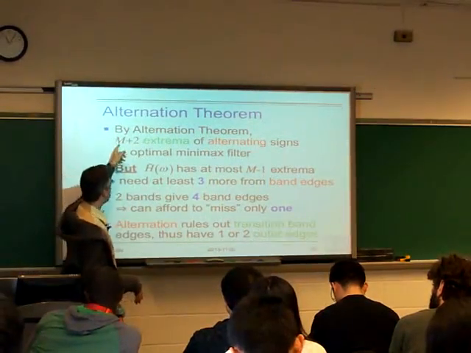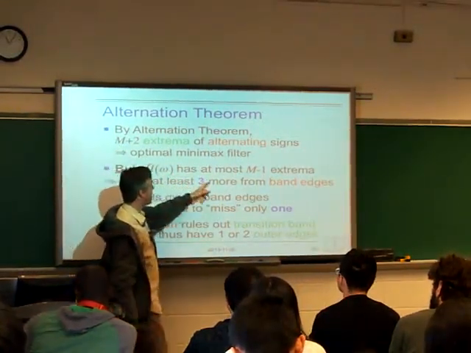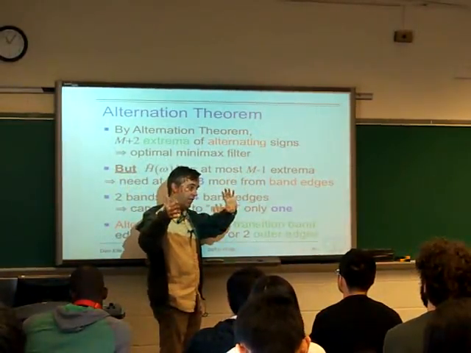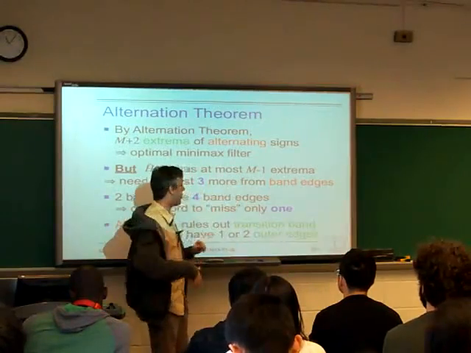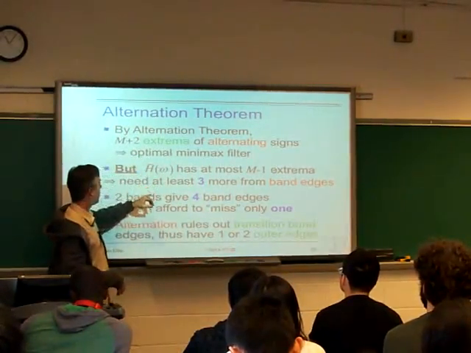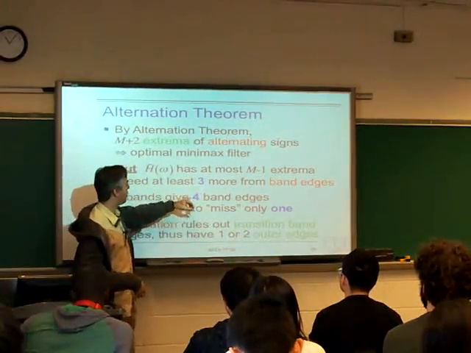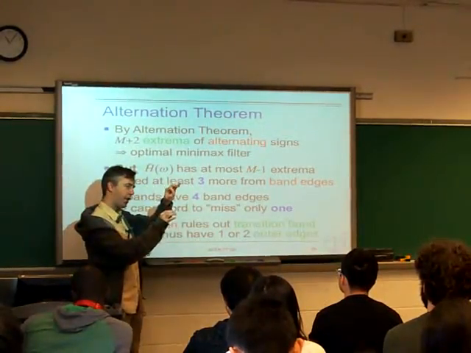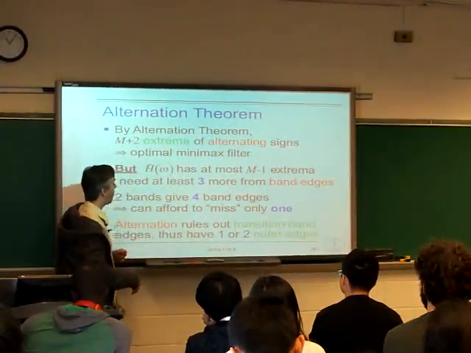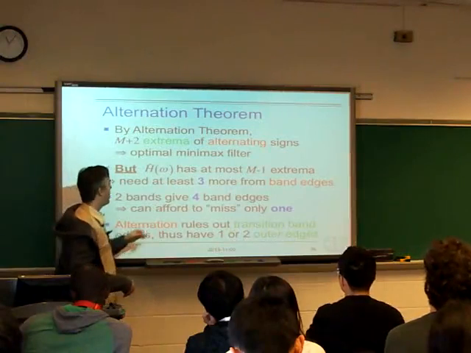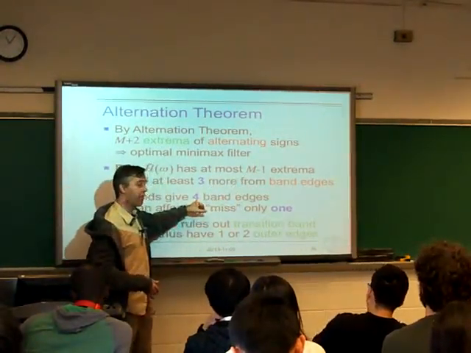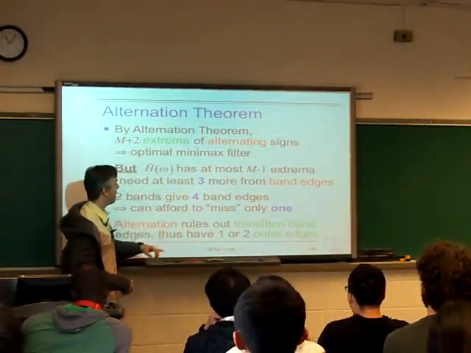Well, we want to get m plus 2. H twiddle of omega has at most m minus 1 extrema away from the edges because of coming from this polynomial. So we need 3 more. But we actually have up to 4 more, because we have the 2 from the transition band edges and then the 2 from the extreme edges of the frequency range. So we can have up to m minus 1 plus 4, m plus 3 extrema like this.